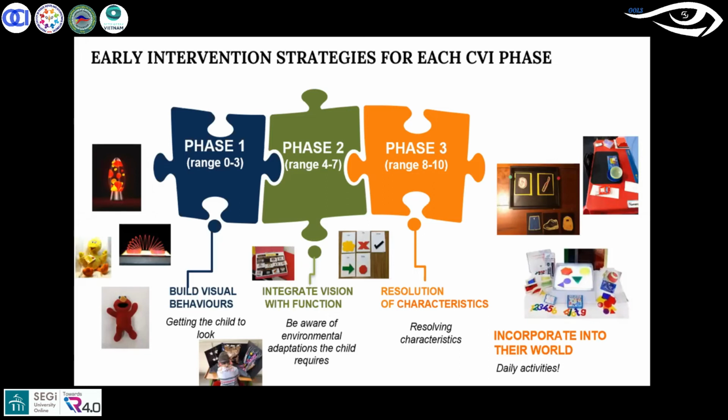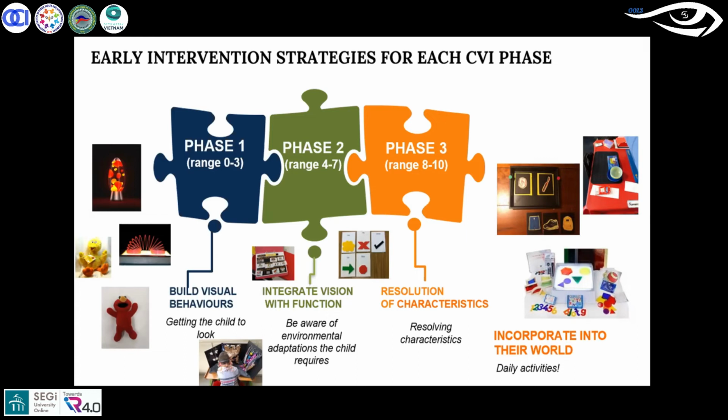Then moving to the last phase, phase 3, for a child with an 8 to 10 range. This is where we can see the characteristics of CVI resolving one by one, except for the last two, which are visual reflexes and complexity usually. This is when we can use minimal adaptation to the strategies. And at the end, we want them to incorporate all these adaptation skills and their visual behavior, their functions, into their real world, into their daily activities, so that they are able to function within their capacity.